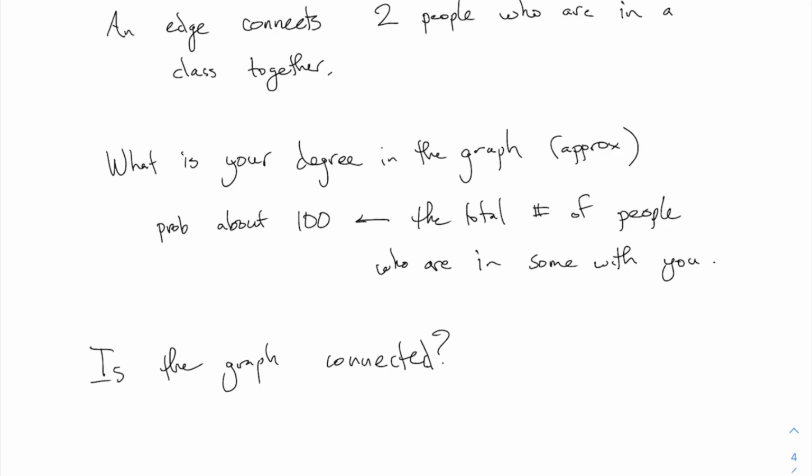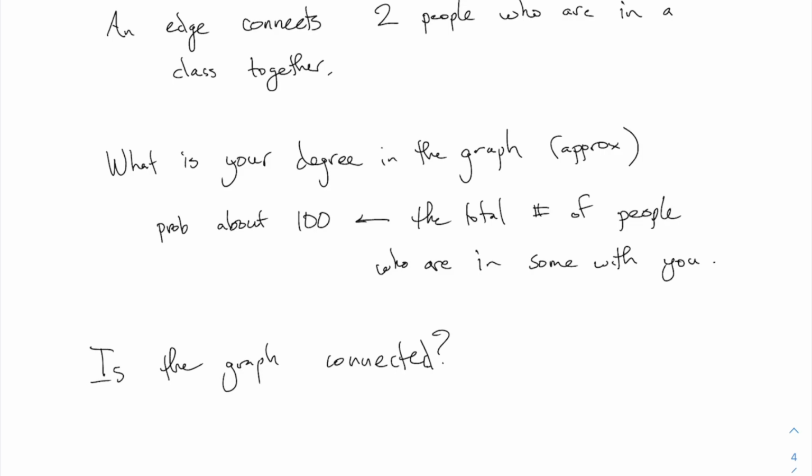You have to just imagine, if you take some random person, like some kid walks by right now. Are you in the same class as that kid? Probably not. But is there some chain of people in a class with somebody who's in a class with somebody who eventually gets to that kid? Probably yes, I would say.